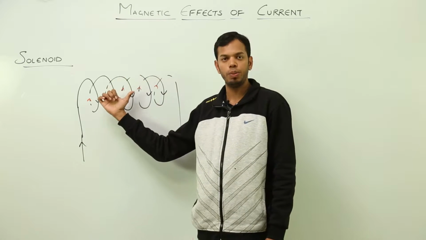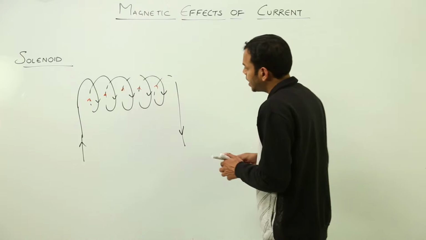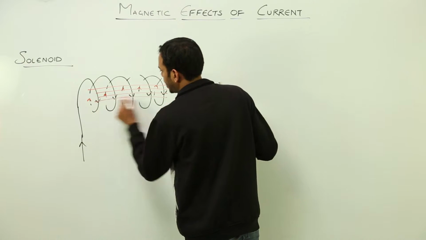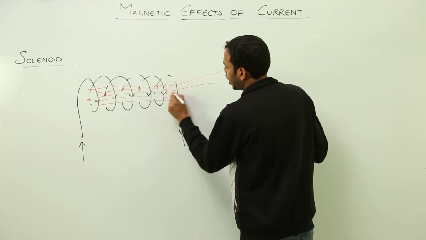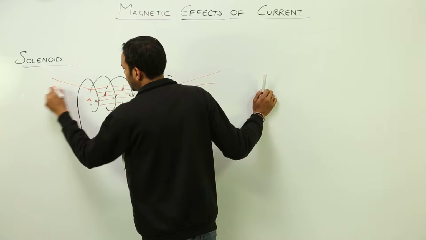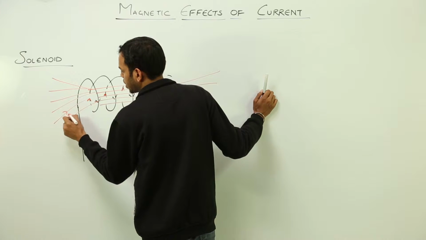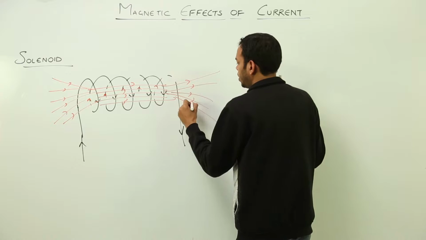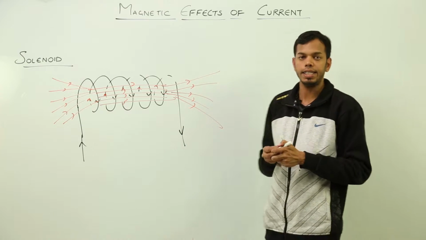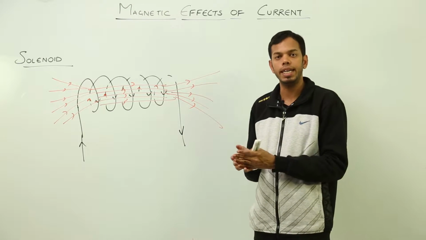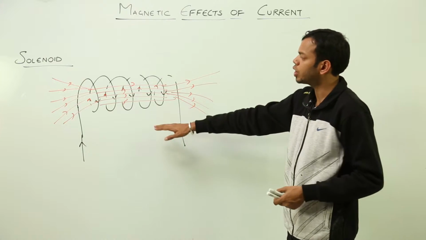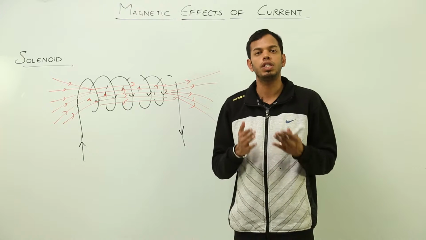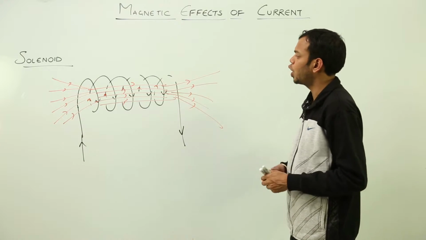So magnetic field would be in this direction. That means magnetic field lines would be like this. They'll be emerging out from this portion and they'll be entering from this portion, right? So that is why this solenoid is considered as much stronger magnet than a single loop. So this is what a solenoid is. Circular loops or n number of turns of a straight conductor, that makes a solenoid.